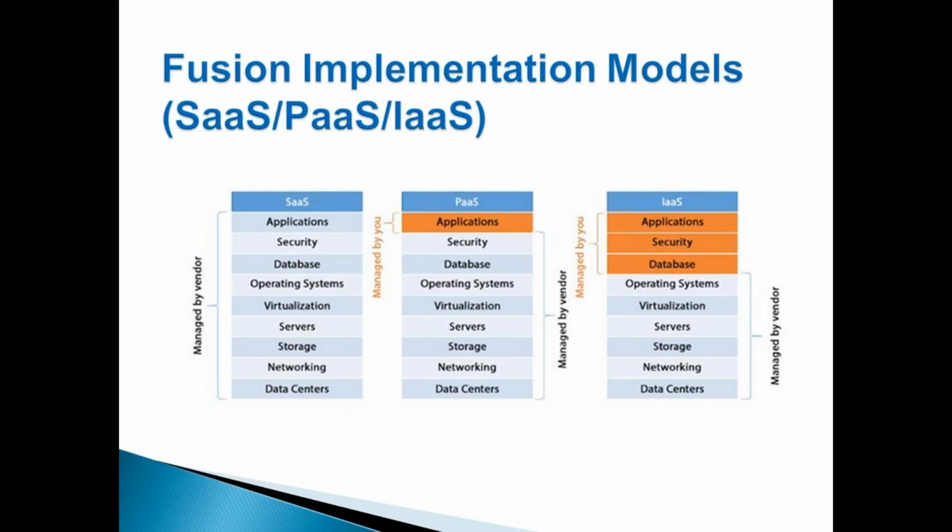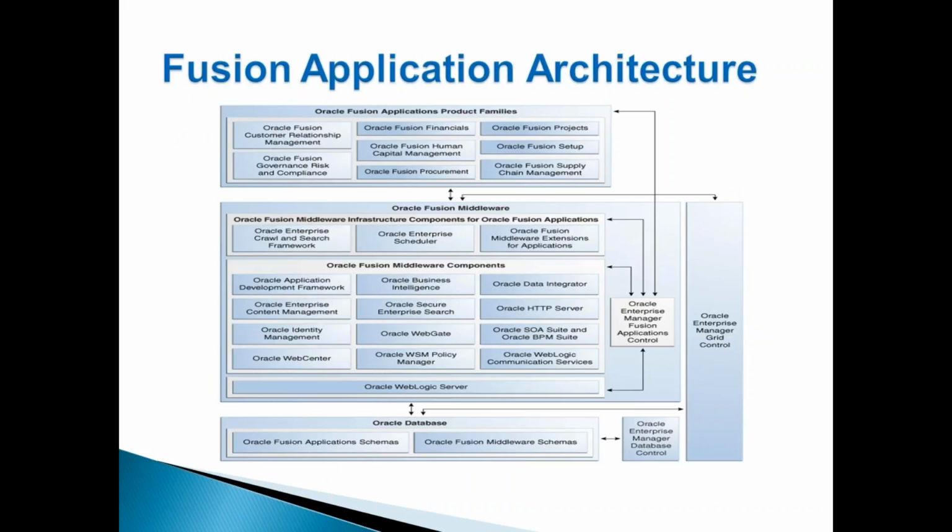Okay, so moving further, this is the Fusion application architecture. I think most of these things we have already talked about, under the Oracle Fusion middleware section, in one or two slides. So this application architecture is divided into three layers. One is application product families, the other is Fusion middleware, and the third one is Oracle database.